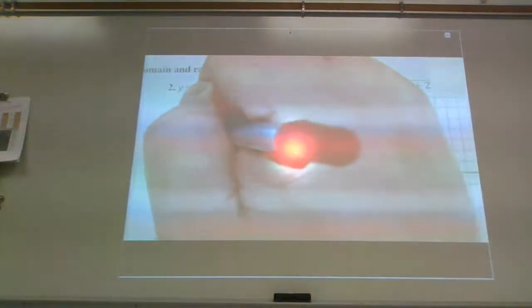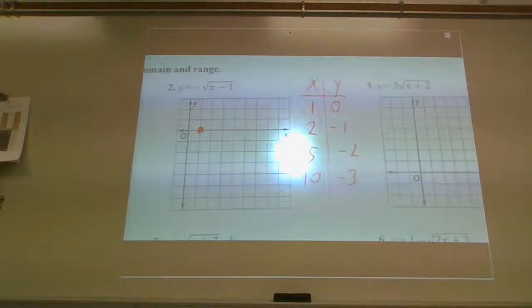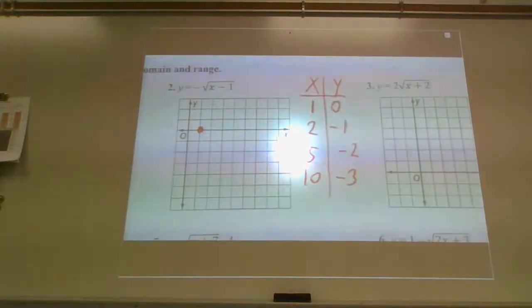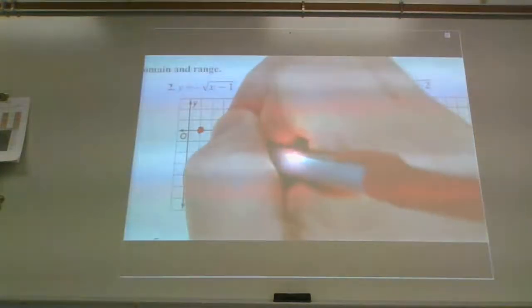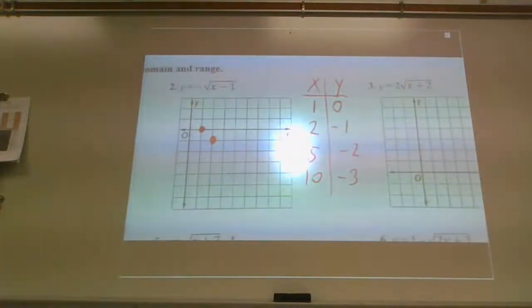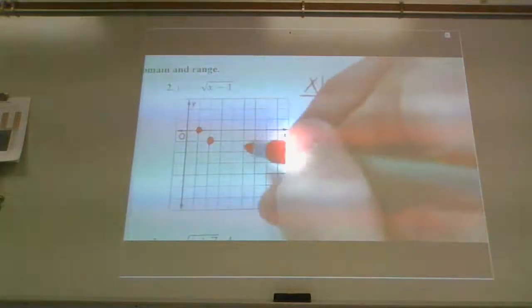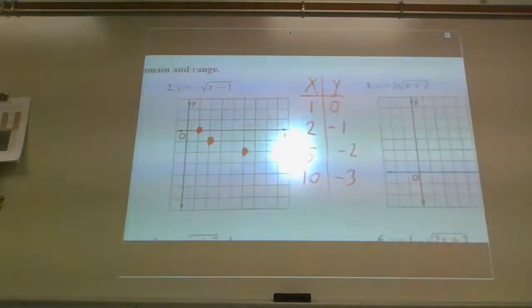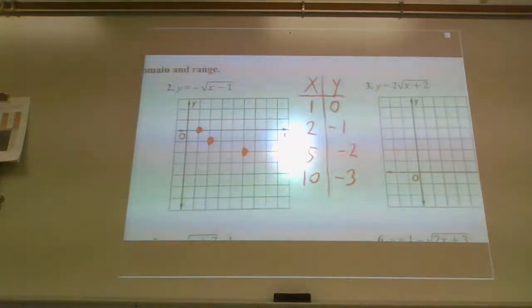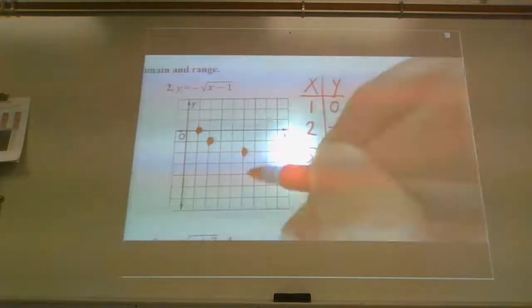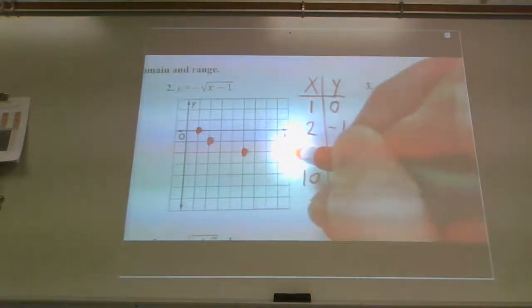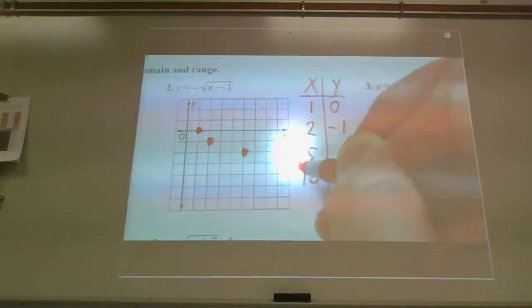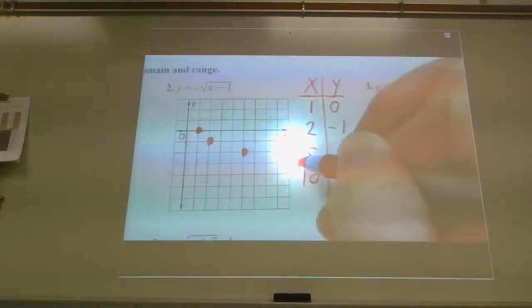So I'm going to plot 1, 0. I'm going to ask you to do the same. Of course, if you're doing this at home, you can just create an XY plane in whatever notes you're working on. 2, -1. 3, 4, 5, -2. Now, 10, -3 is actually going to be a little bit off our graph. I can just approximate where it's supposed to be. 6, 7, 8, 9, 10, -3. That looks about right.